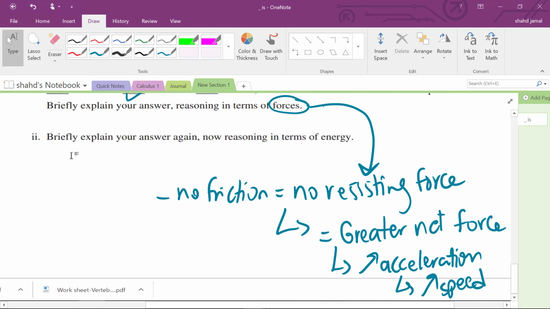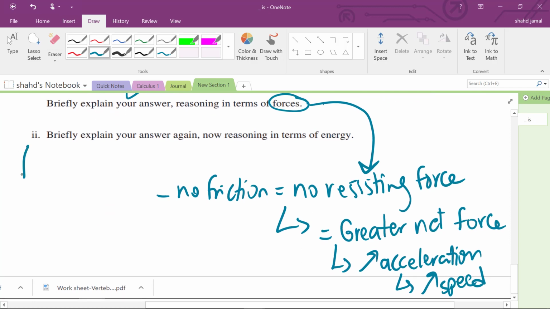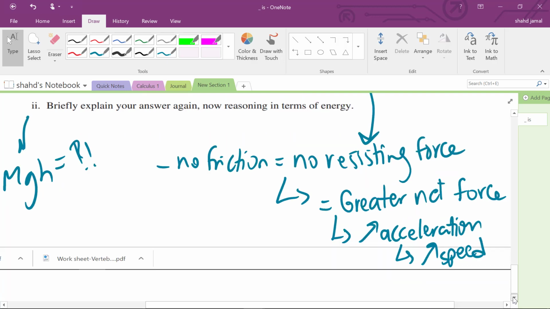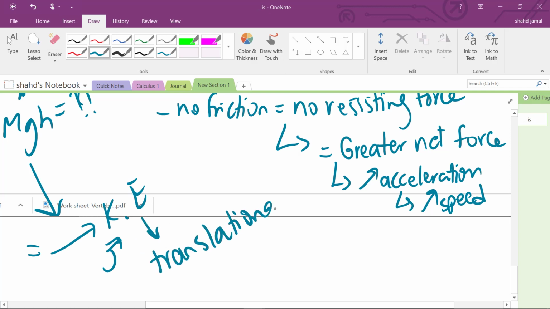Now for part 2, they want us to briefly explain the answer again, but reasoning in terms of energy. They said that it's dropped from the same height and from rest. So this means that mgh, the potential energy of both the wheel and the block, are equal. Okay? So this leaves us with the kinetic energy. If they start off with the same potential energy, this equal potential energy will be converted into kinetic energy. For the block, the only form of kinetic energy is translational kinetic energy, which is half mv squared.